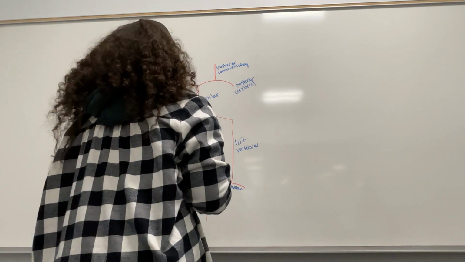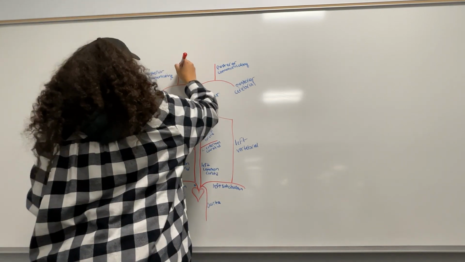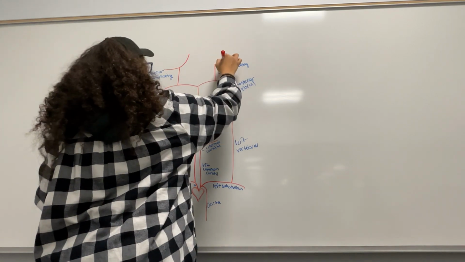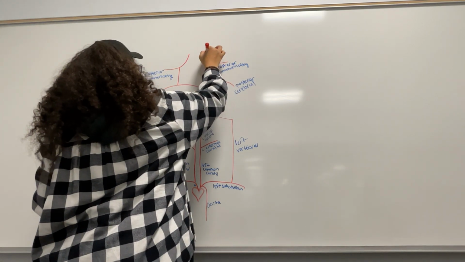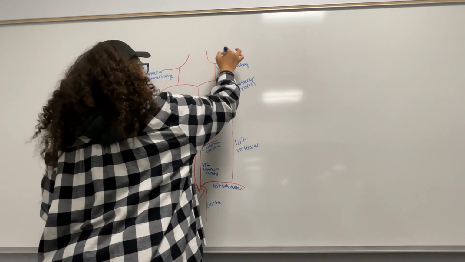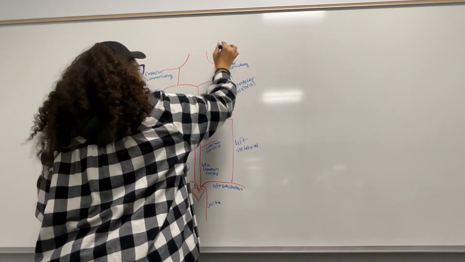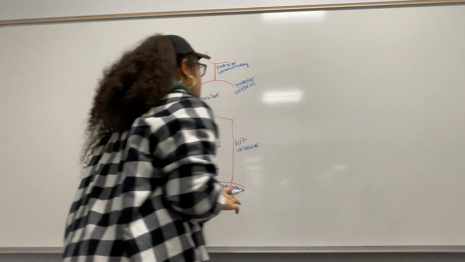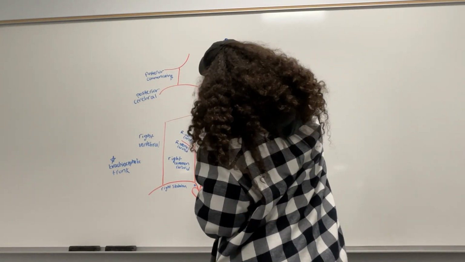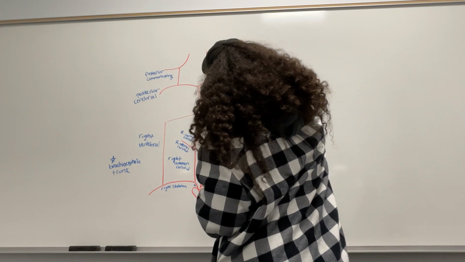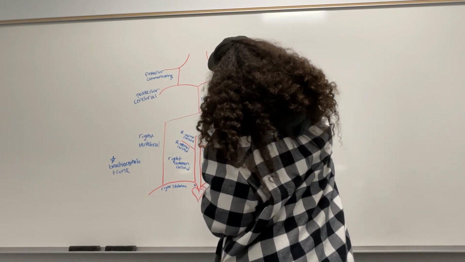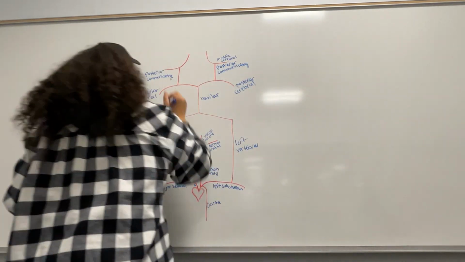Off of the posterior communicating, these next two structures consist of this chunk and this chunk. And so the one here, this we're going to call the middle cerebral on both sides.